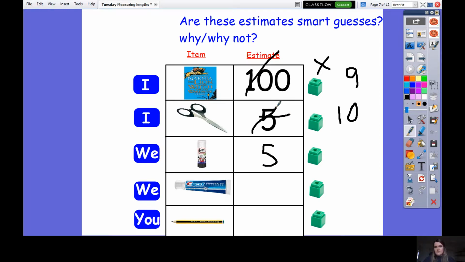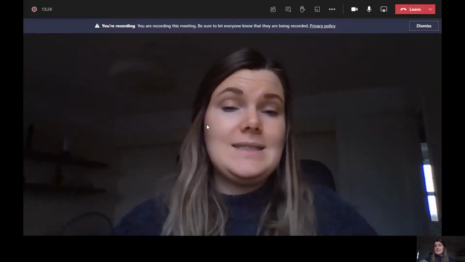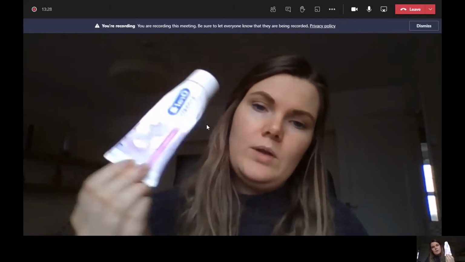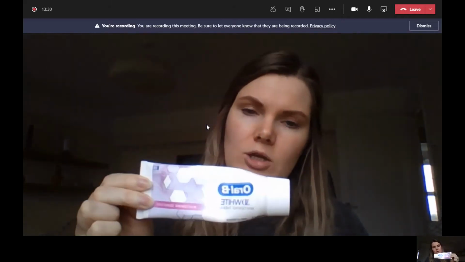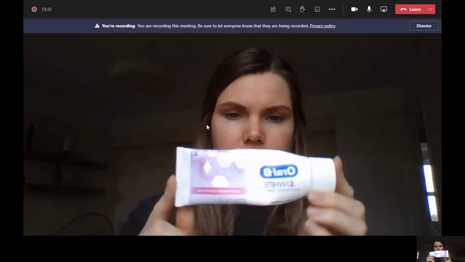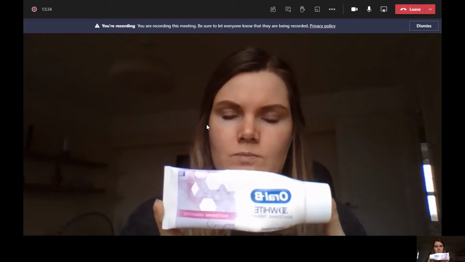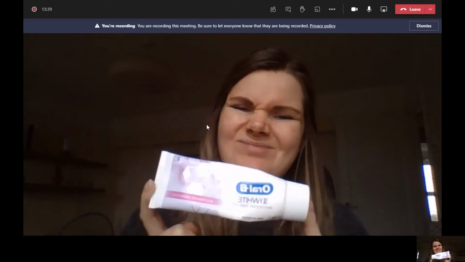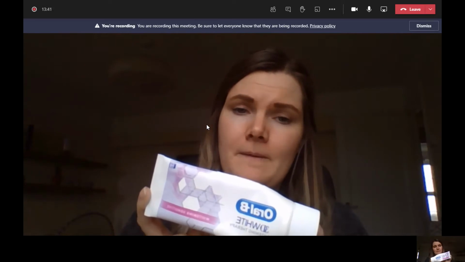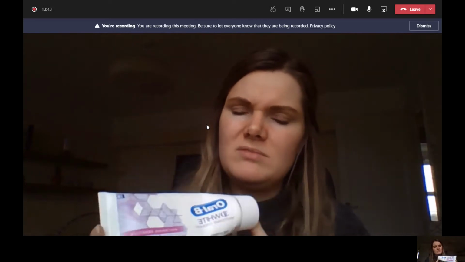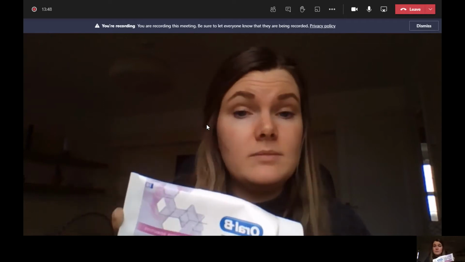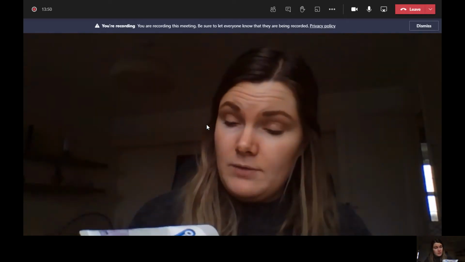What about toothpaste? Ooh, well, again, it depends on the size of the toothpaste, doesn't it? Let's see Miss Bamford's toothpaste. Here is my toothpaste that I use. How many cubes long do we think my toothpaste might be? 10? I think that's a bit too many. 2? No, that doesn't seem sensible. 5? Maybe. 6? 7? Definitely could be.